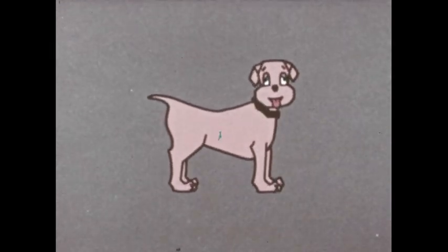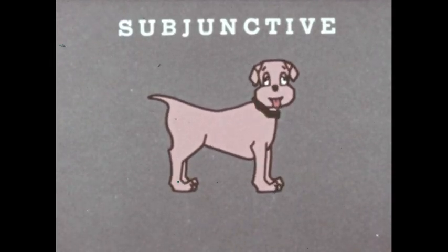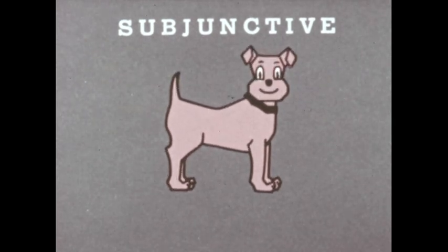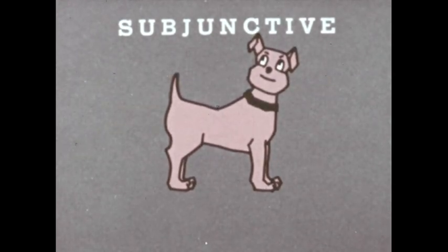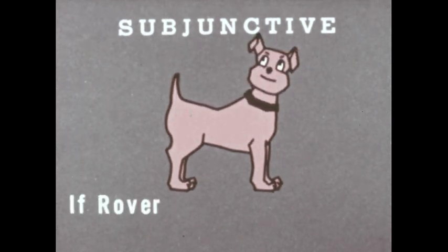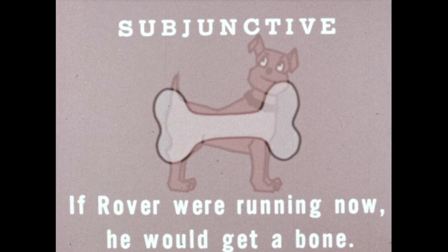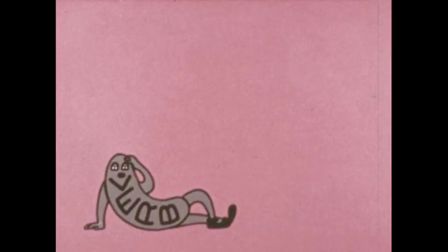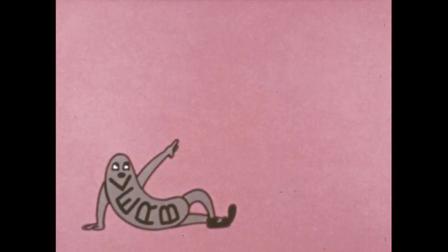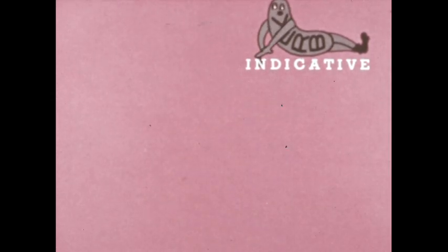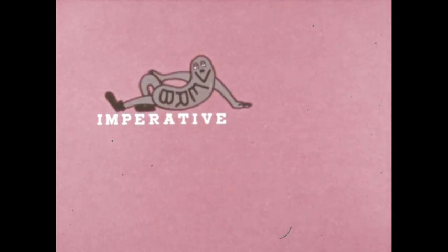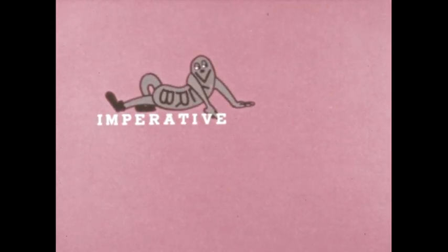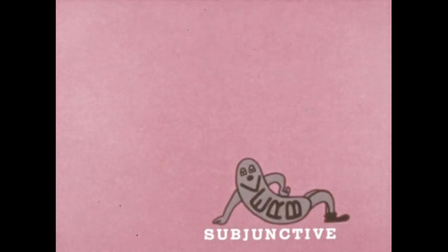The third mood of verbs is called the subjunctive mood. This is used when you tell about something that might be, and it usually follows an if. If Rover were running now, he would get a bone. So we use verbs to show different moods: the indicative mood, which we use most of the time, the imperative mood, which we use in commands, and the subjunctive mood, which we use to say that something might be.